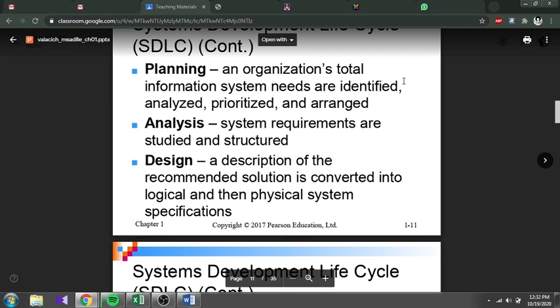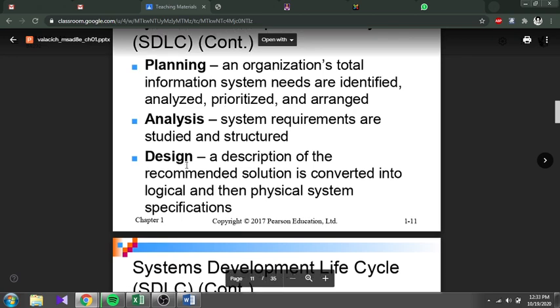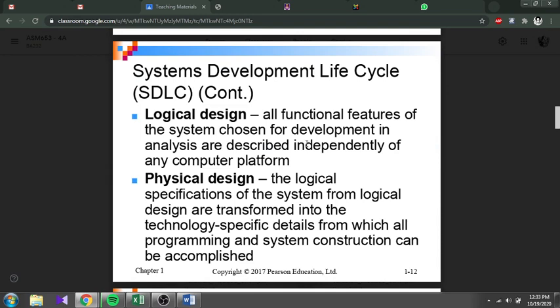Okay, and then they do the analysis: system requirement study and structure, whether that system is doable or not. Okay, do they have people to do the system programming, to do the system structuring or not. And then the design: description of the recommended solution is converted into logical and physical design. Okay, design actually has two, the logical and physical.